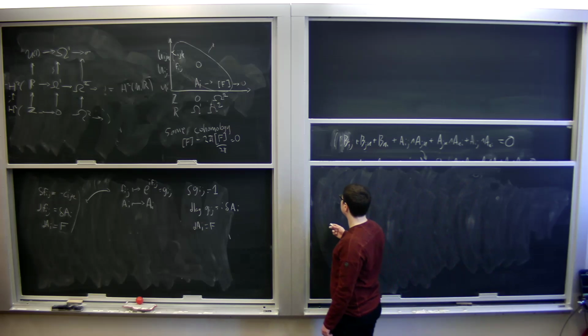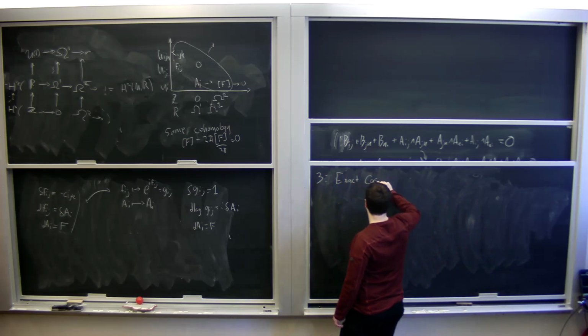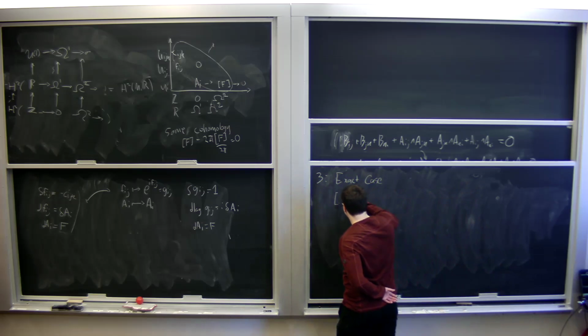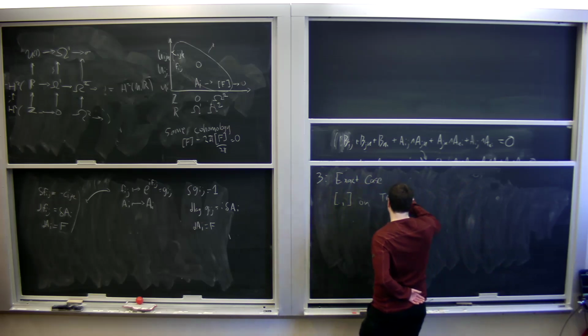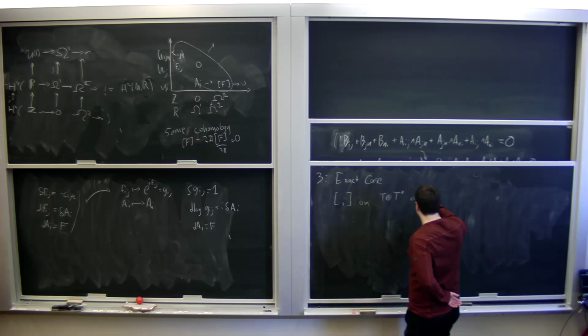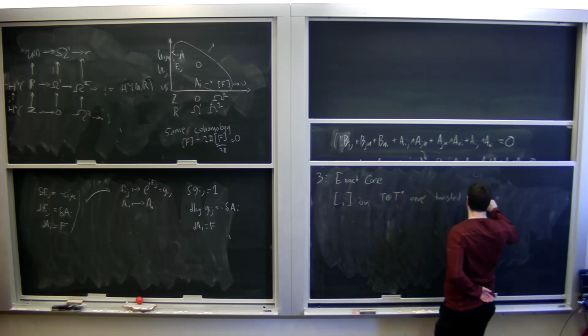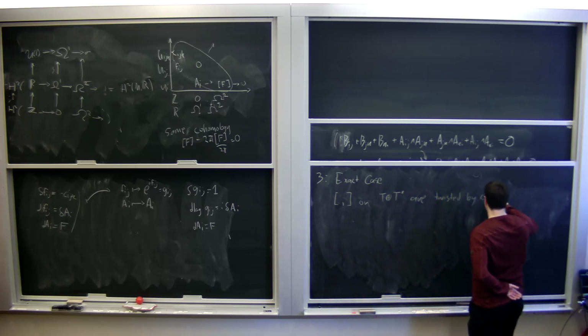So, yeah, let's take the exact case. So the brackets on T plus T star are twisted by closed 3 forms H.